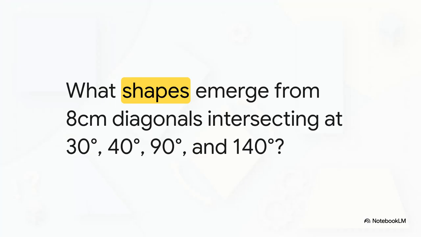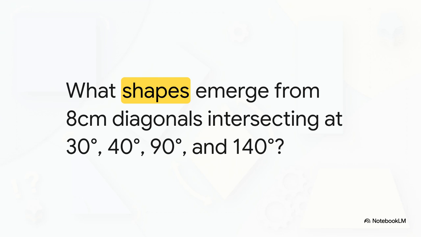Section 2. Designing with Diagonals. Building Shapes. Now we're moving from finding missing pieces to actually building the shapes from scratch. Question 2 in our case file poses this really fascinating thought experiment. We are asked to imagine a quadrilateral where the diagonals have equal lengths of 8 centimeters and they bisect each other. But here is the crazy twist.